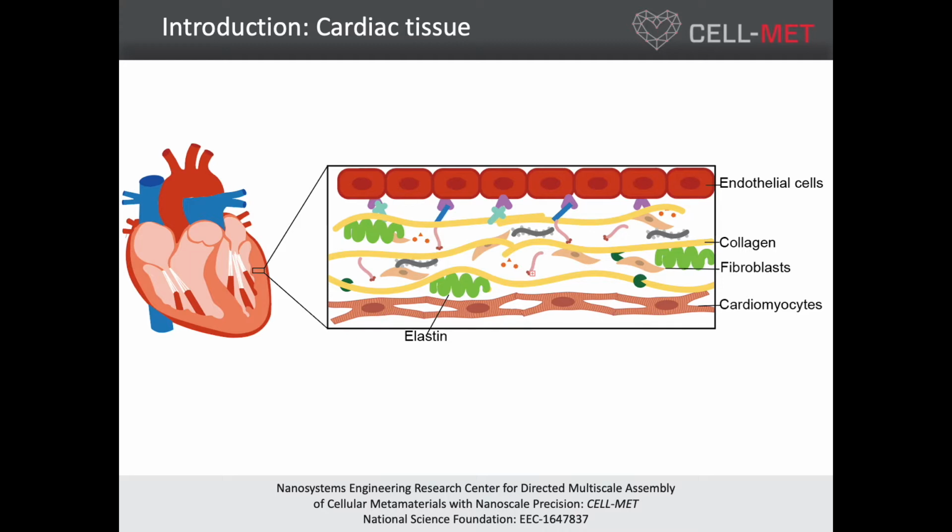Fibroblasts maintain and remodel the cardiac extracellular matrix, or ECM, which is the structural component of a tissue. Cardiomyocytes are the contractile cell type of the heart and control the rhythm and synchronization of the contraction. Immune cells, including macrophages, are also present in the heart, but we're not going to focus on those today.